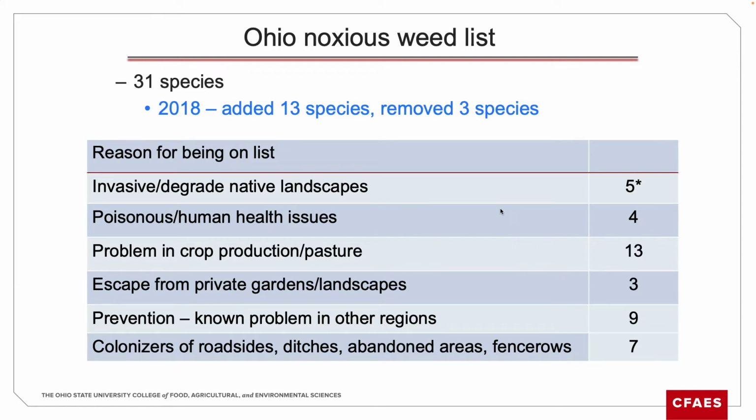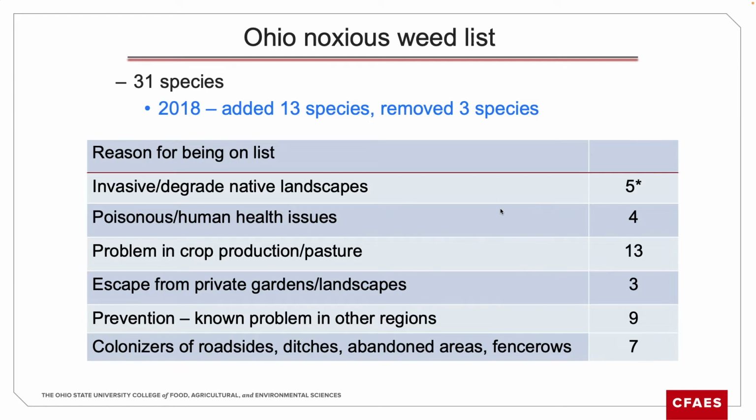I suggested we remove 3 just because I didn't see the problem with them, and they were basically almost everywhere in the state anyway, so it probably didn't matter. But as far as I can tell, and there's some overlap between these categories in some cases, we've got weeds that are invasive or degrade native landscapes. You've got poisonous or human health issues. They're a problem in crop production or pasture, and that's a big category.